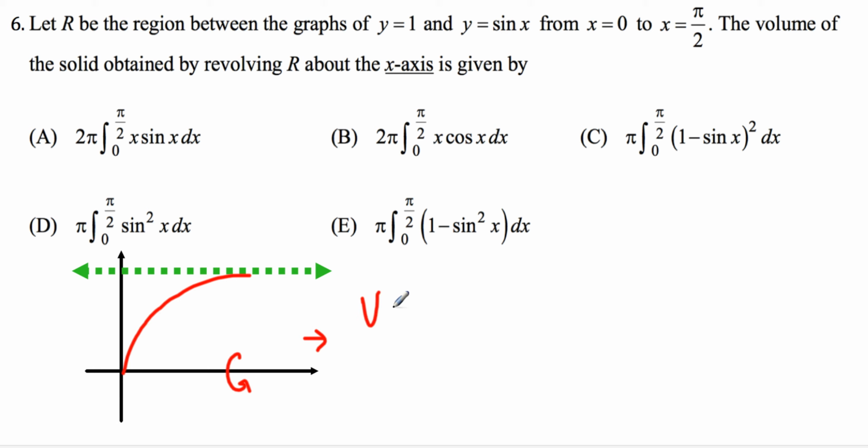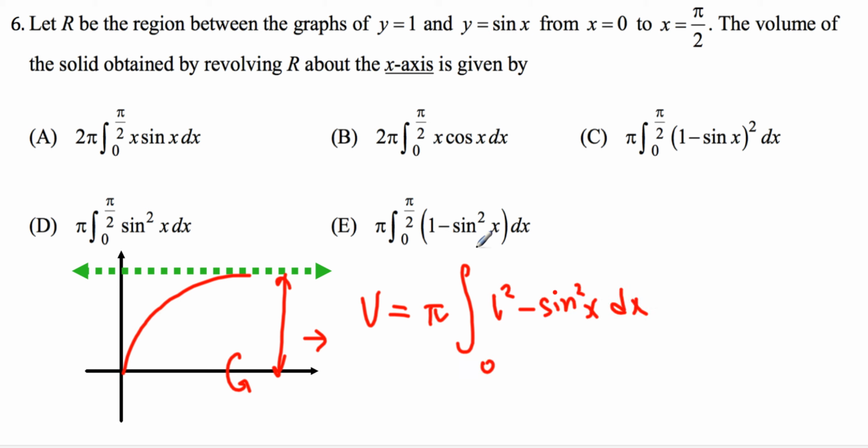So then the volume becomes pi, and then the first one is the outer radius, which in this case is this value, equal to 1. So 1 squared minus the inner radius, which is this one, sine squared x, and then dx, which goes from 0 to pi over 2.